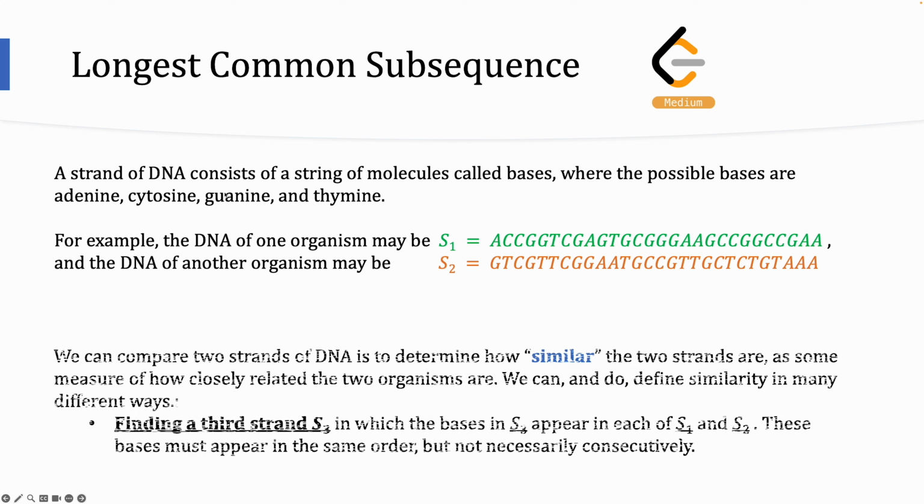We have various ways of defining such similarity, and one of them involves finding a third strand, let's call it S3, whose bases appear in both S1 and S2, and the key here is that these bases must appear in the same order, but not necessarily consecutively. So they don't have to be back to back, but they must follow the same order. All right. So with that said, we want to find the longest common subsequence between 2 sequences of DNA, right?